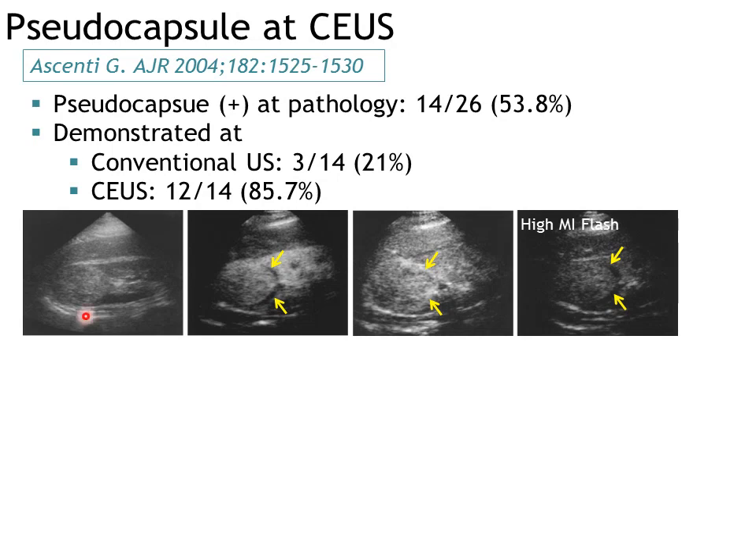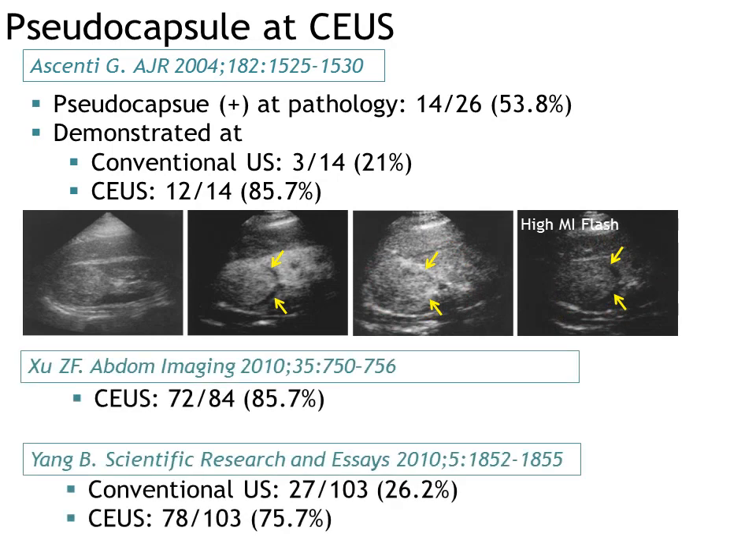Pseudocapsule is not well seen at conventional ultrasound, but after injection of contrast, it is well seen as a hypoechoic rim in early phase, as a hyperechoic rim at late phase, and again as a hypoechoic rim after high mechanical index flash. And these are two articles from China published in 2010 reporting similar results of demonstration of pseudocapsule in about 80% with contrast-enhanced ultrasound.